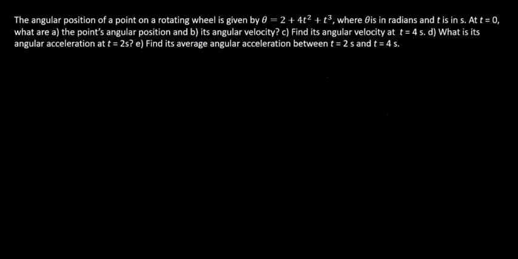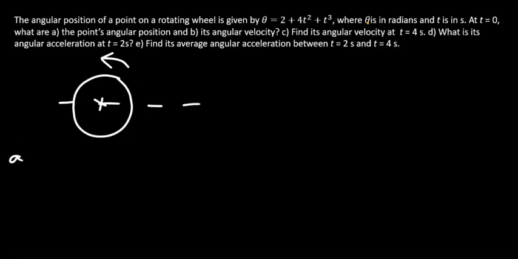Let's look at the following problem. The angular position of a point on a rotating wheel is given by such an expression, where theta is measured in the unit of radians and t is measured in the unit of seconds. At t equals 0, find the point's angular position and also that point's angular velocity. So let's assume the wheel is like that. This is the reference line. Assume it is rotating counterclockwise. This is the center of that wheel.